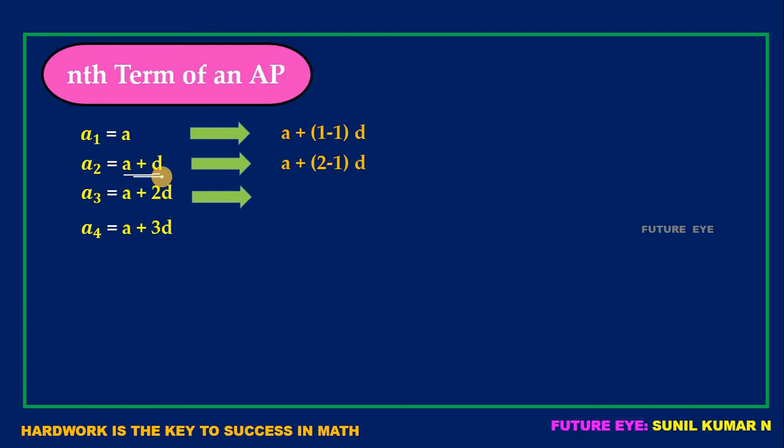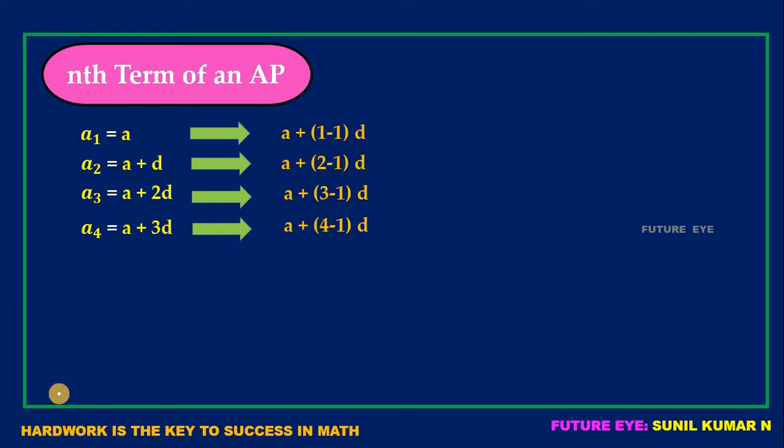Similarly, now guess yourself, children. For the third term we have got here 2d. How would we have got this? That is, the first term is written as it is, and this is the third term. In the third term we are subtracting 1, hence we have got 2d. It means a plus 2d we have got. Similarly, here 3d we have got when we subtracted 1 from 4, just like this. A plus 4 minus 1 into d.